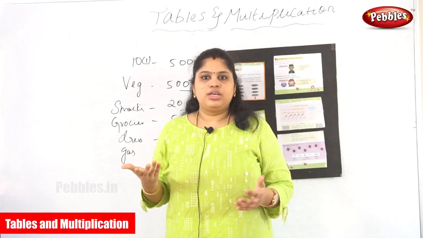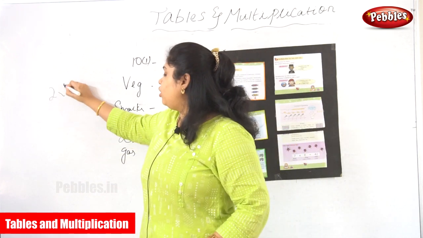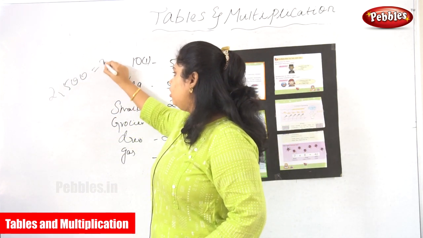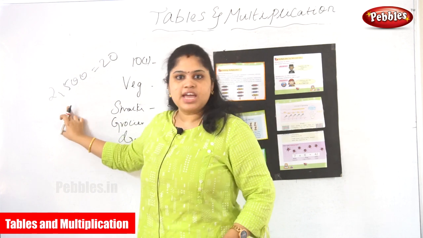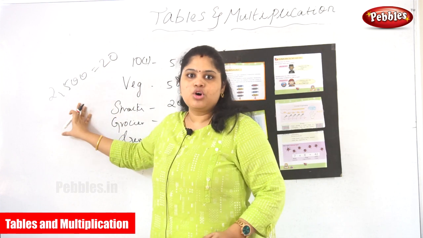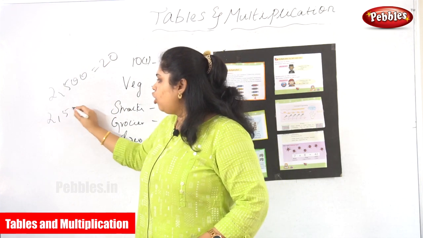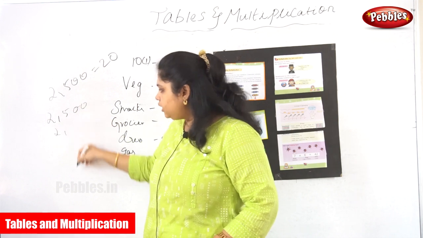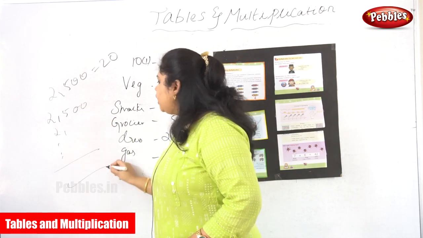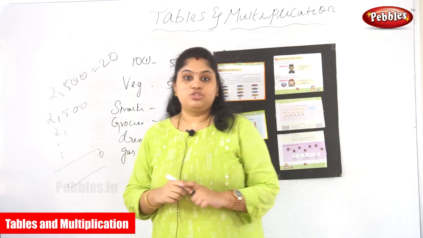For example, one product costs 2500 rupees, and I have bought 20 products at the same cost of 2500. I am not going to write 2500 twenty times and add it. This is a waste of time.